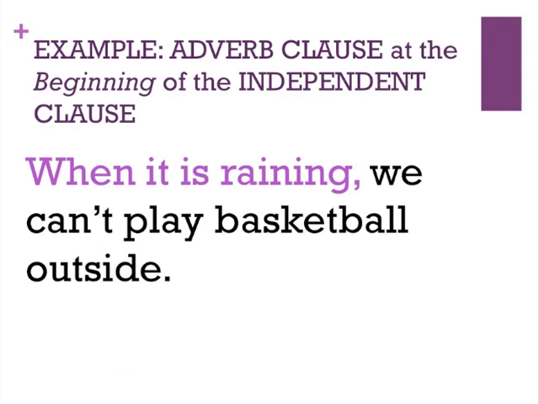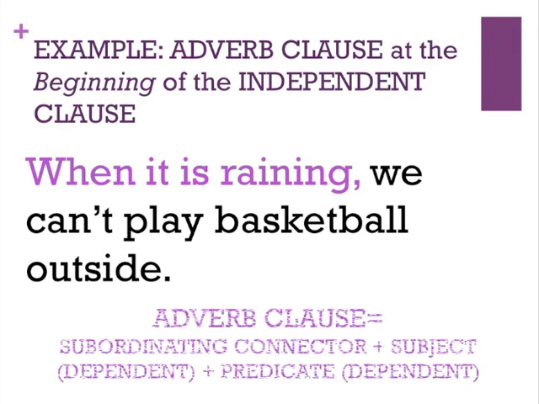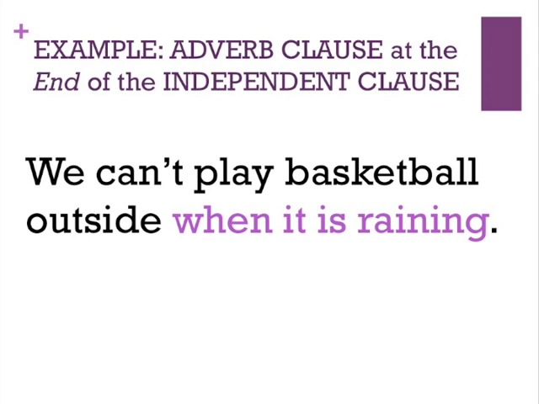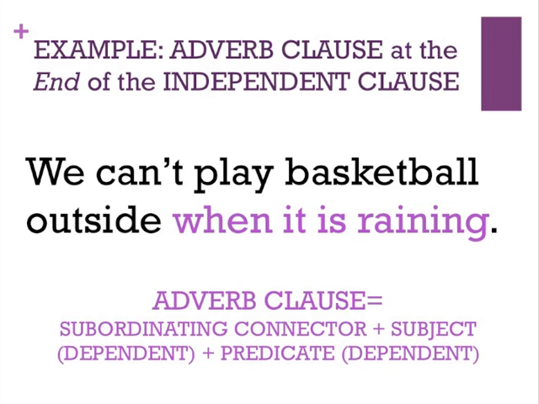So, for example, when we have it at the beginning of the independent clause, when it is raining, comma, we can't play basketball outside. So in this case, again, notice how we're separating the idea, and notice how it's constructed. We have our connector, subject, and predicate. And again, these are all referred to as dependent subject and dependent predicate. If we moved it to the end of the sentence, notice it's fairly simple and straightforward. Again, no comma to separate them. So in this case, it follows basically the same ideas. Subordinating connector with the subject and a predicate.